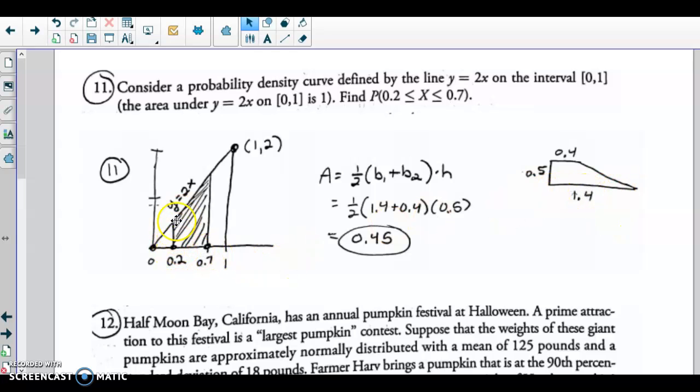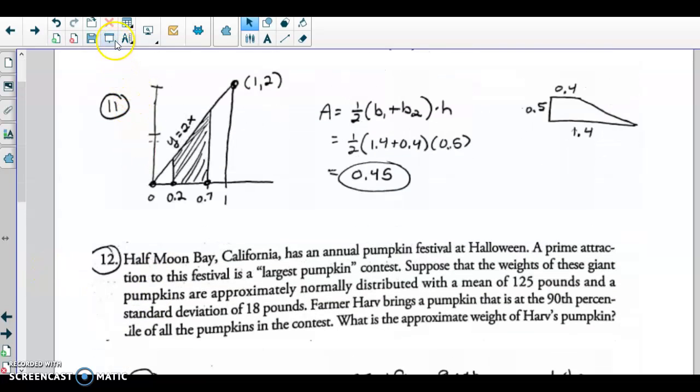Same reasoning here. I know this point where x is 0.2, if I plug it into the function on the line, the y value is 0.4. And then I know my height. When I flip this over on its side, the height is 0.5, because that's the distance from 0.2 to 0.7. So if you plug in 1/2 times base 1 plus base 2 times the height, I get 0.45.